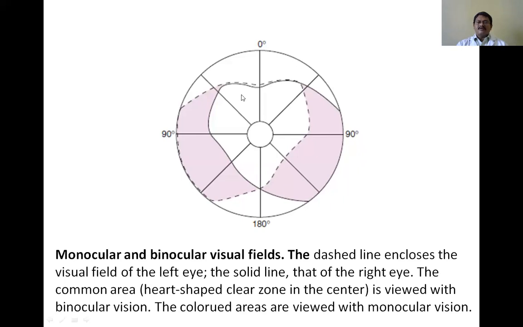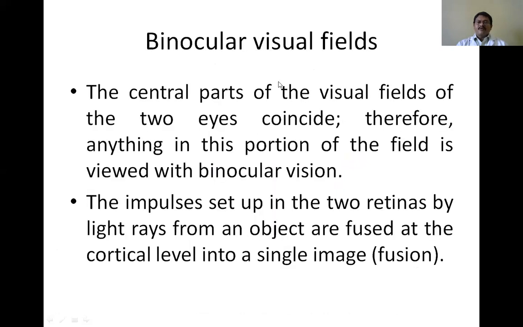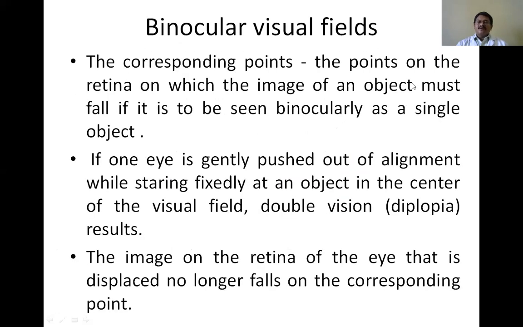The corresponding retinal points will be stimulated, and the cortical area perceives a single image. What are the corresponding points? The points on the retina on which the image of the object must fall. If you see a single object, these are the corresponding points.